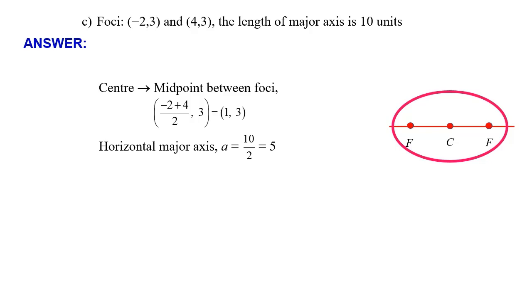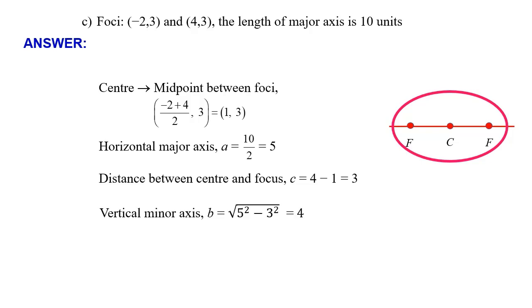After we know the value of a, since the question doesn't ask about the vertices, there is no need to find them, so straight away we find the value of c. Because the foci is given, 4 minus 1, we got 3, the value of c. After we get a and c, we can find the value of b: the square root of a squared minus c squared, so it will be 4, the value of b.